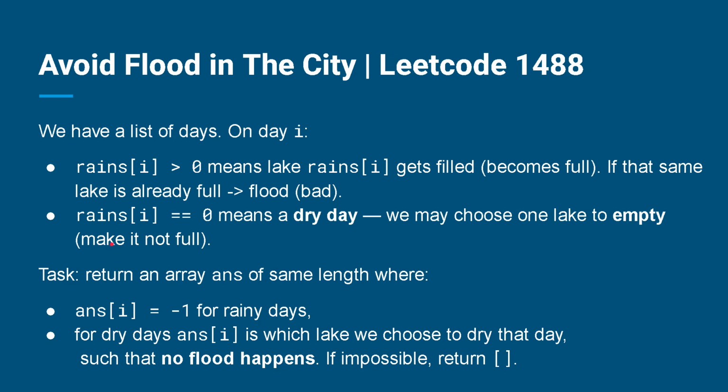We'll understand how to do that, but before that, let's understand what our task is. Our task is to return an array called answer of the same length. answer[i] equals -1 for rainy days. If there is a rainy day, water is falling, so it becomes -1. And we have to dry, because before that we have to dry also. For dry days, answer[i] is which lake we choose to dry that day, such that no flood happens. If it is impossible, we'll return an empty array.